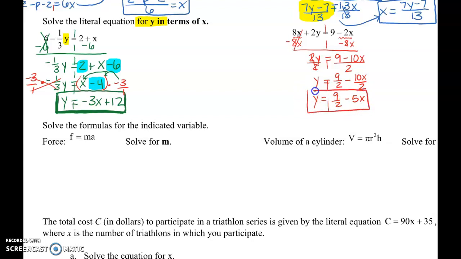This would be my final answer. If you left your answer like this, 9 minus 10x over 2, that would be okay as well. But this more simplified answer helps us graph, but that's something we're going to be doing later. So if you can get to the yellow part, then you are going to be good to go.